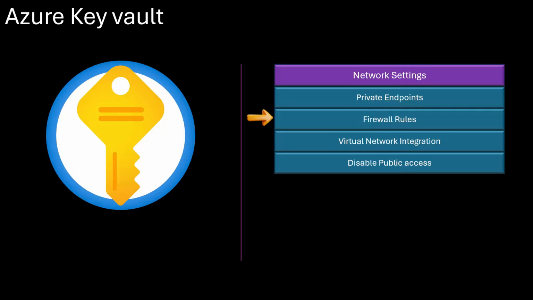You can limit access to specific IP addresses or a range of trusted networks. Any request from an unlisted IP will be blocked automatically. If your resources are inside an Azure virtual network, you can enforce service endpoints, which allow only approved virtual networks to interact with Key Vault. And you have the option to completely block public access and force all connections through private endpoints or virtual networks. Best practice is to always use private endpoints to ensure your secrets and keys are never exposed to the public internet.